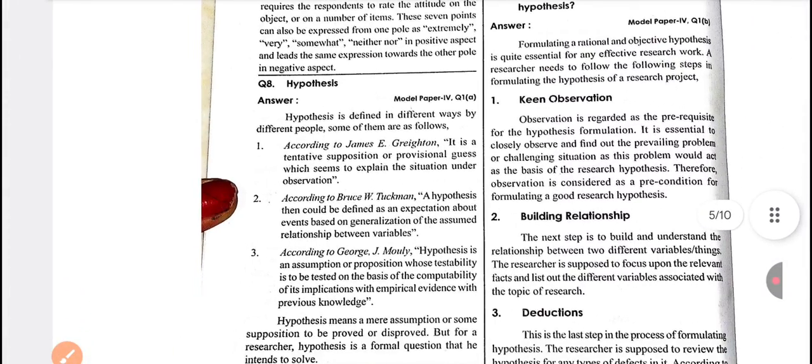Next important, they may ask about the hypothesis also. Simple thing, what is meant by hypothesis? Hypothesis is nothing but a prediction. You are just predicting whether it will happen or not. Yes, that is called hypothesis. It may happen or not happen. It is purely based on your personal opinion.